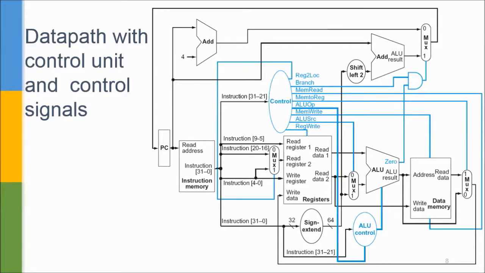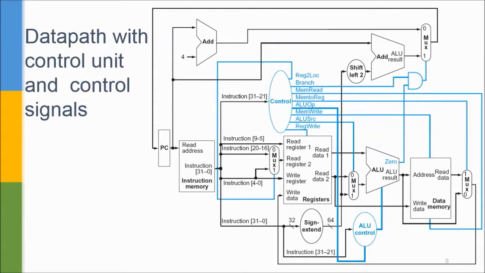In this simple data path and control unit figure, the input to the control unit is the 11-bit opcode field from the instruction. The output of the control unit consists of 3 1-bit signals that are used to control multiplexers: REG to LOC, ALU SRC, and MEM to REG. Similarly, 3 signals for controlling read and write in the register file and data memory are REG write, MEM read and MEM write.